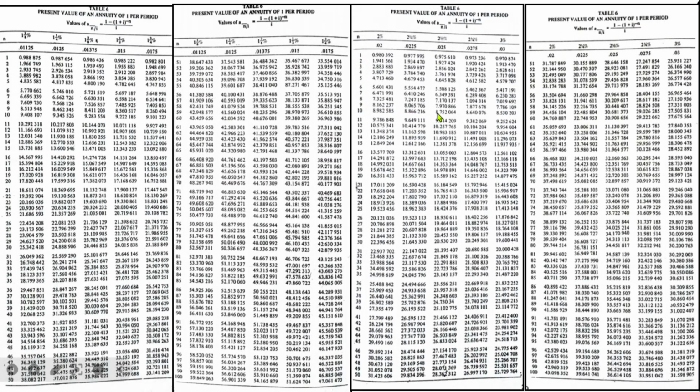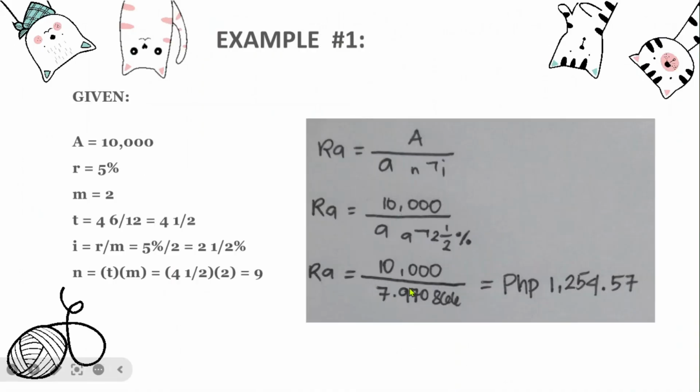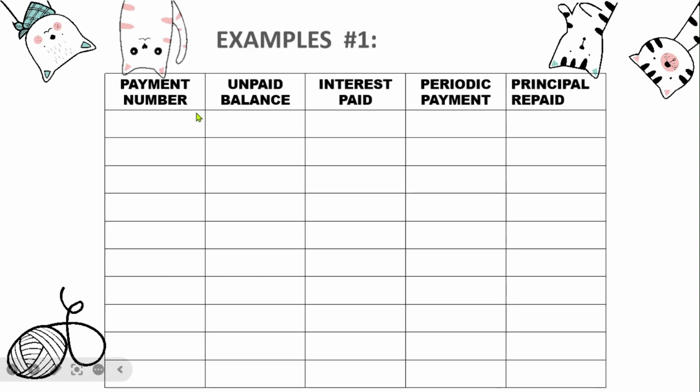So our I is 2 and a half and our N, let's find the 9. Let's line it here and to our I. So we get the 7.970866. After finding the I and N, we should divide the 10,000 by 7.970866, and the equal amount is 1,254.57 pesos. So let's make the amortization schedule.